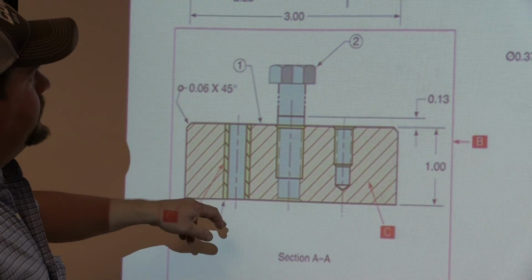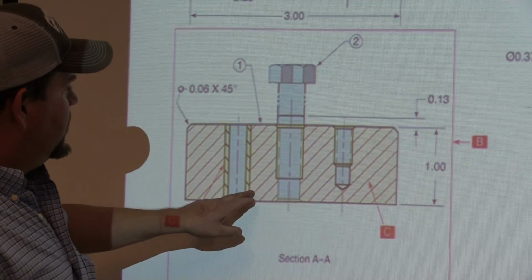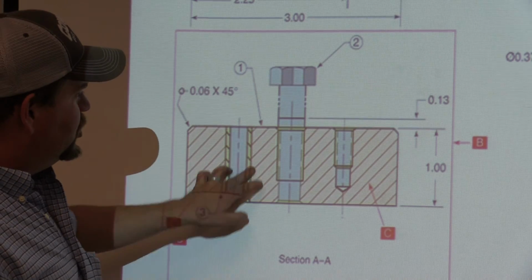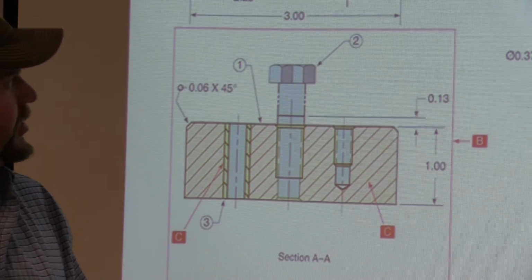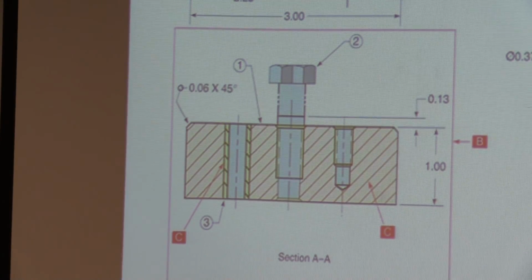As you can tell, they're different colors. This one has a bushing in it, a brass bushing in it as well. Okay.